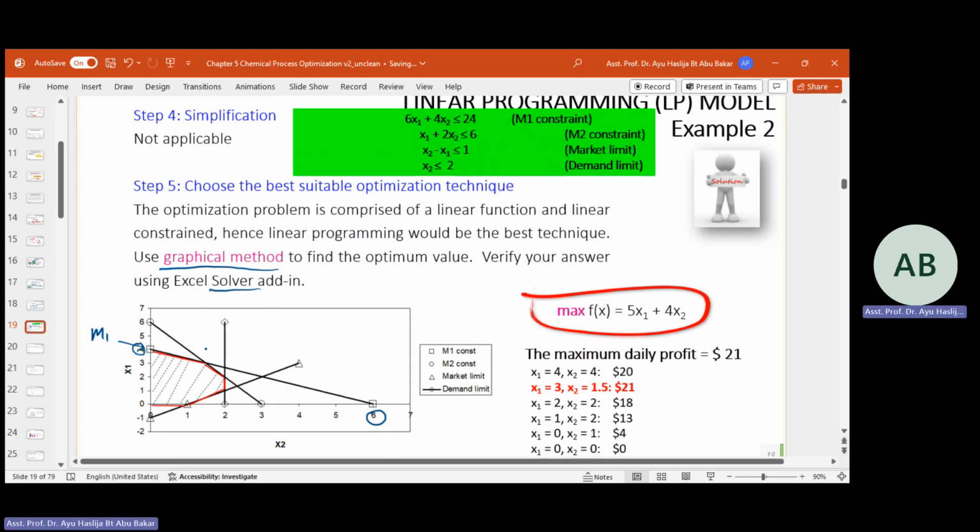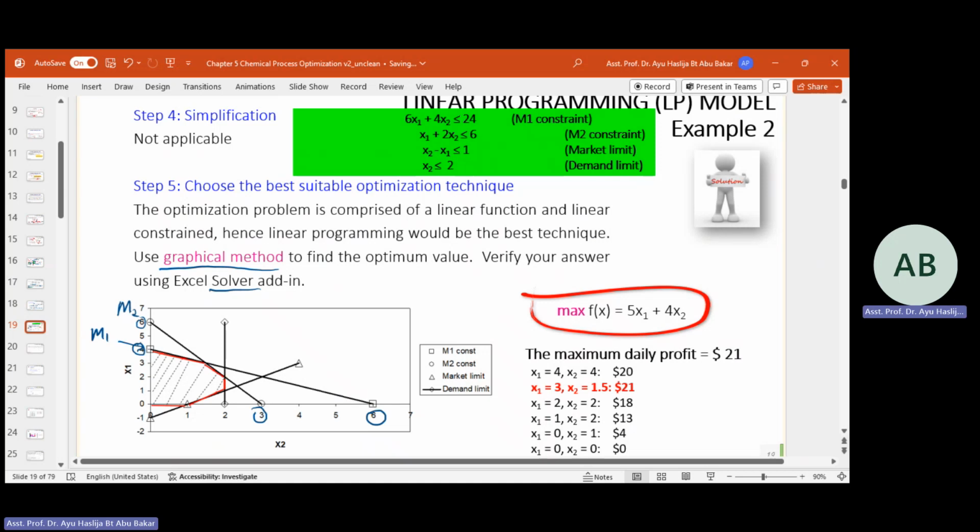Okay, M2 constraint. Okay, when x1 equals to 0, x2 equals to 3. x2 0, x1 equals to 6.